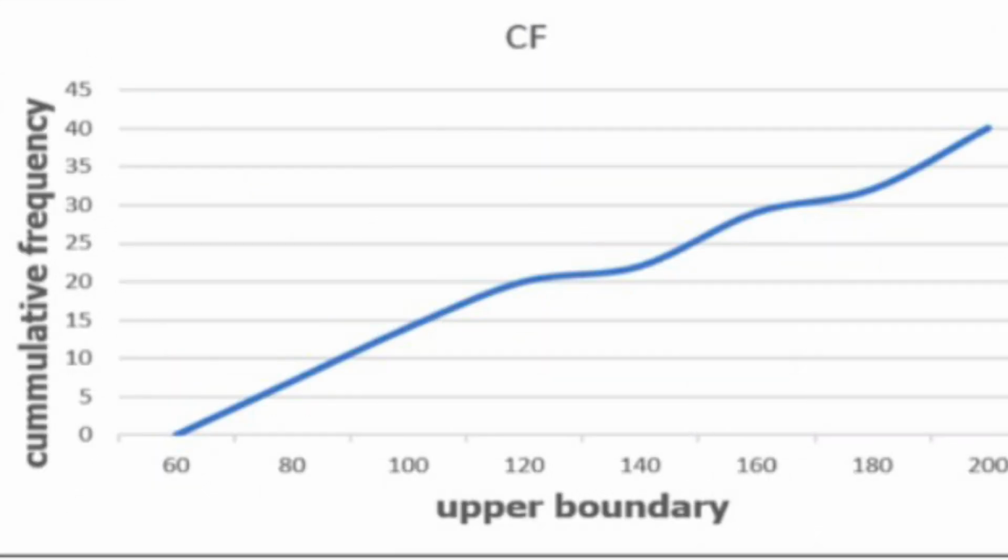And lastly, for the ogive, we can look at the range 60 to 80 with an upper boundary of 80, a frequency of 7 and a cumulative frequency of 7. And the highest is the range of 180 to 200 with an upper boundary of 200, a frequency of 8 and a cumulative frequency of 40. And that is all from me. On to the next section.